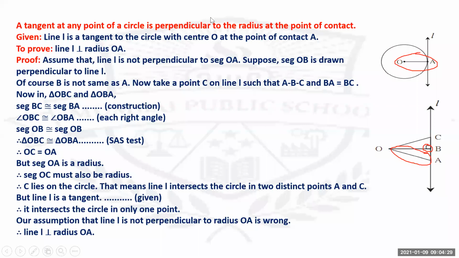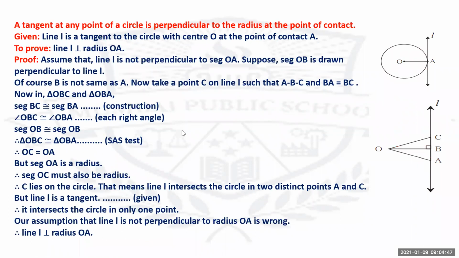So whatever we have assumed, understand that assumption is wrong. So as our assumption is wrong, you will get line L perpendicular to radius OA. Is this clear? Very important theorem. We apply this theorem to solve the questions. Move to the next theorem.